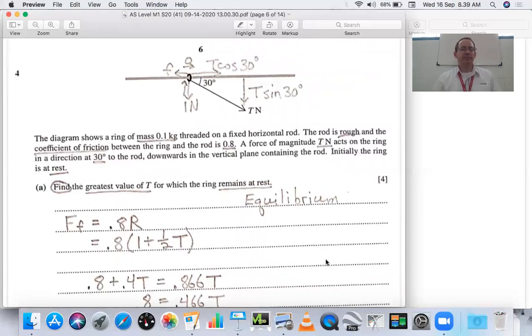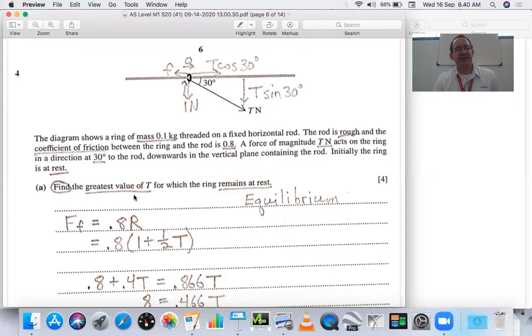Question number 4, we now have a ring on a horizontal rod, with a ring of mass 0.1 kg threaded on a fixed horizontal rod. The rod is rough, so that means you're going to have to deal with friction, and the coefficient of friction between the ring and the rod is 0.8. A force of magnitude T newtons, which we can see here in the diagram, acts on the ring in a direction 30 degrees to the rod downwards in the vertical plane. Initially, the ring is at rest.